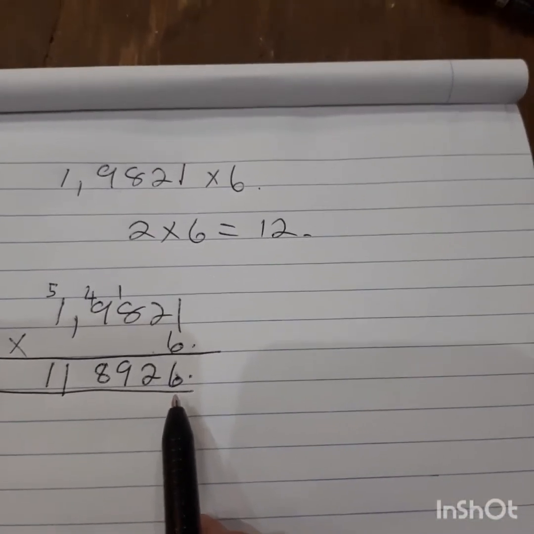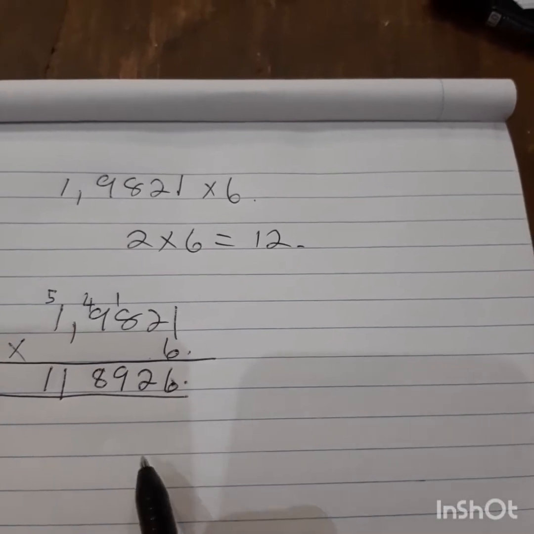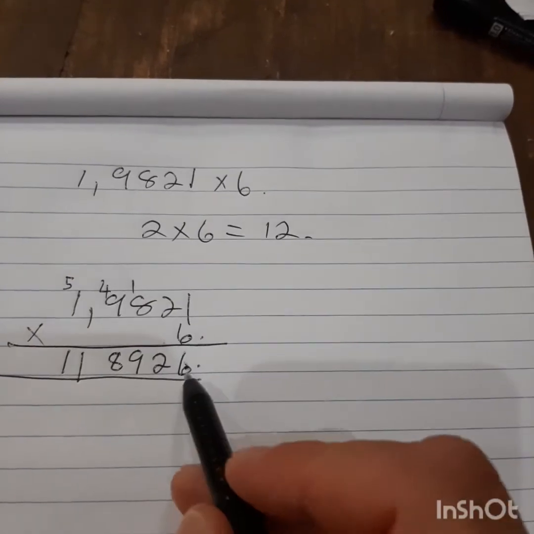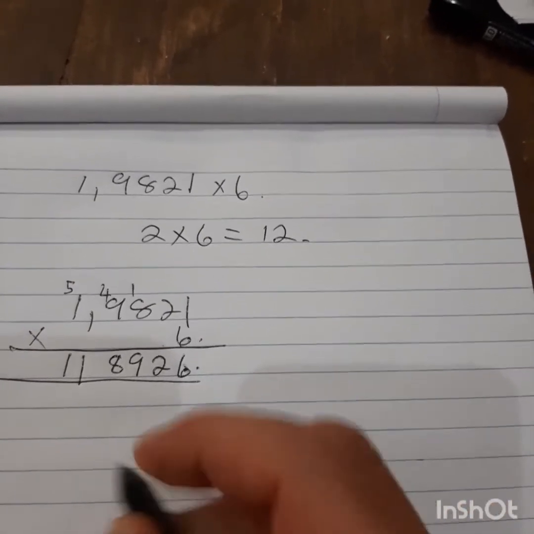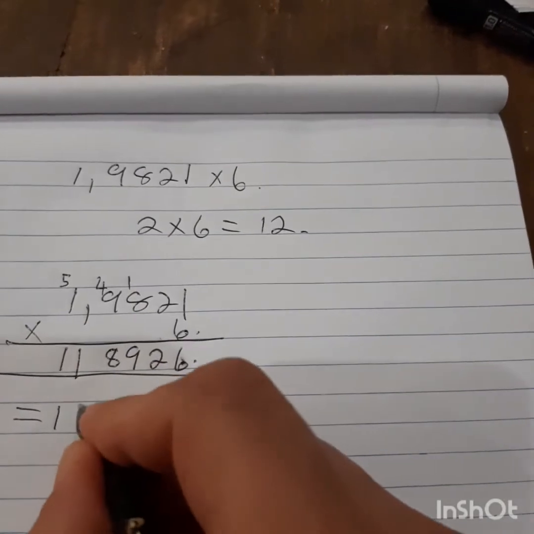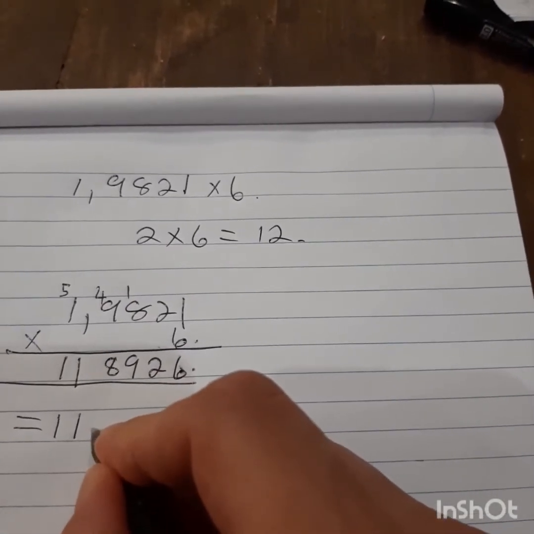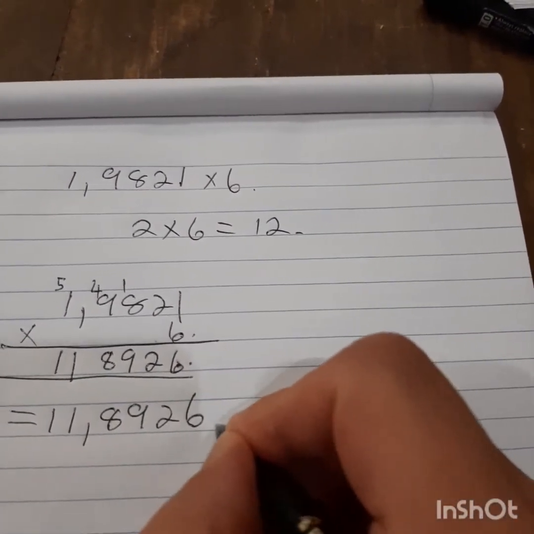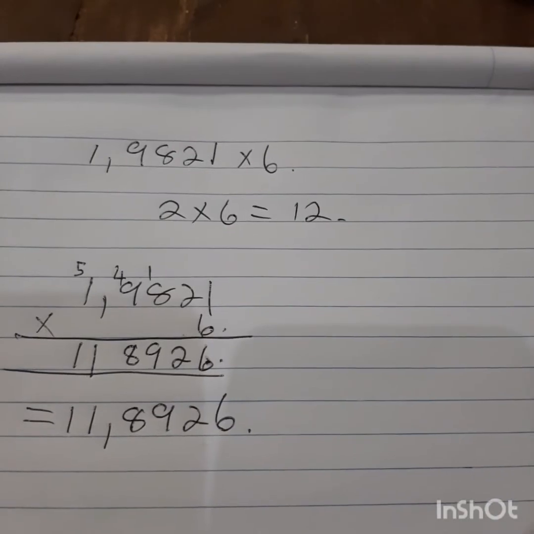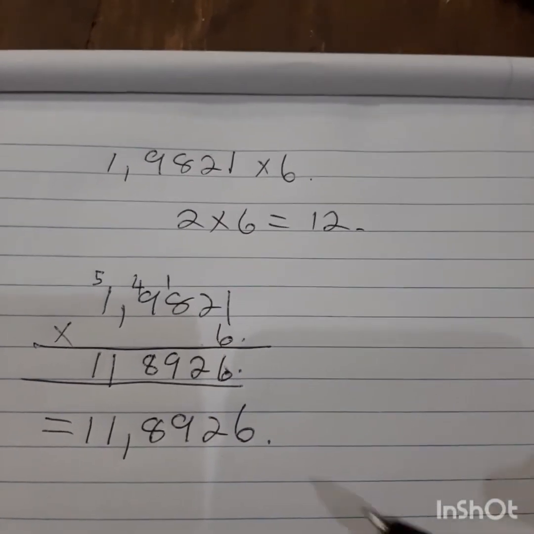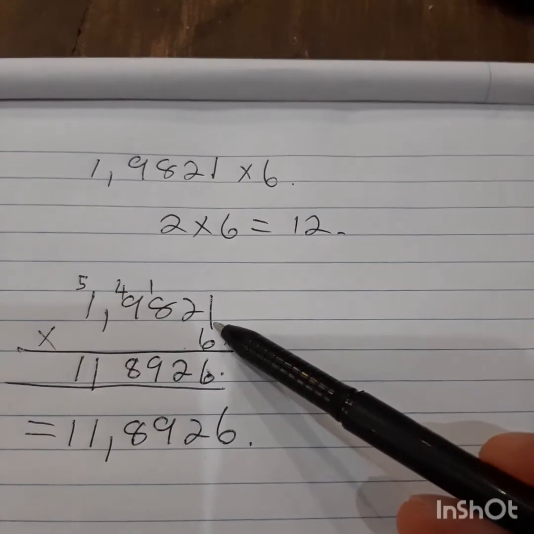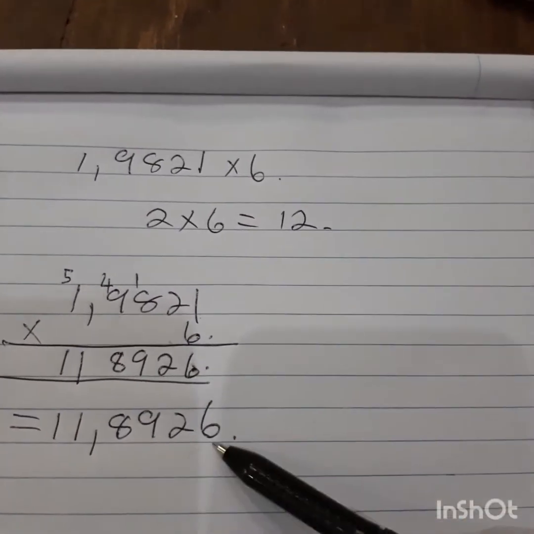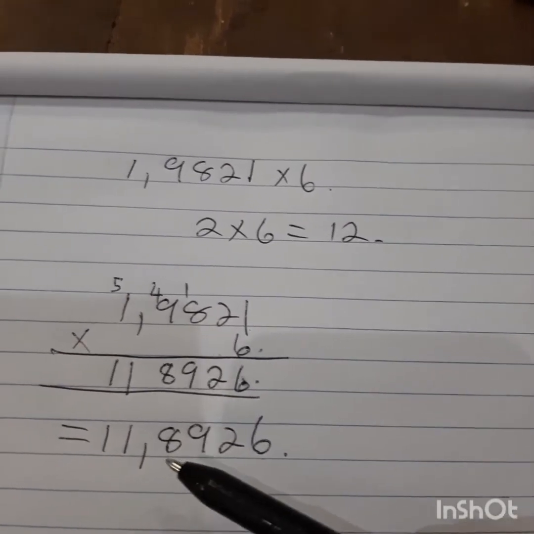there we've got the answer, but it's not the real answer because we still have to put in our comma. So our comma is going to go 1, 2, 3, 4. So our answer is 11,8926. Always very important to remember how many digits you had before you started so that you can know how many digits you're supposed to have when you're done.